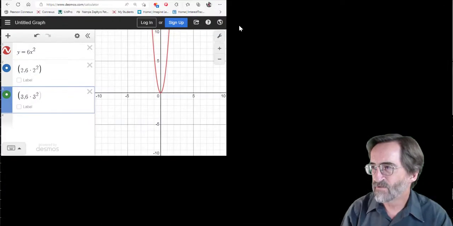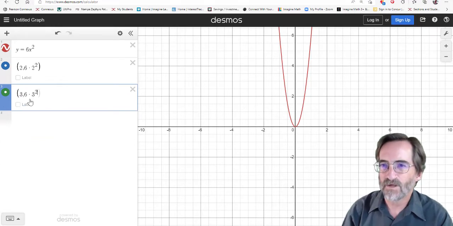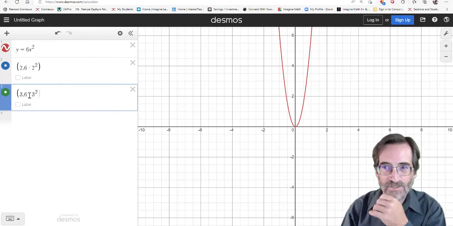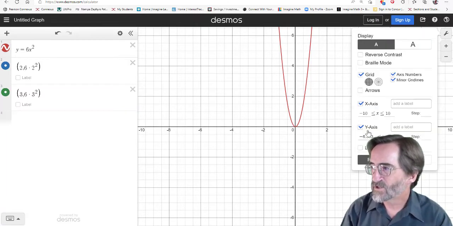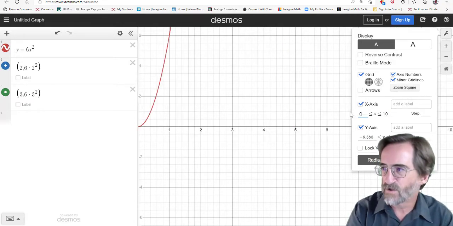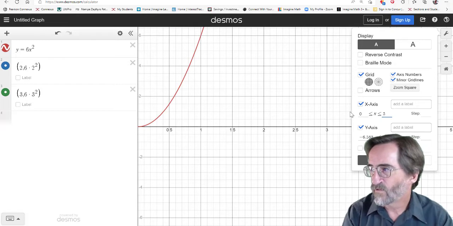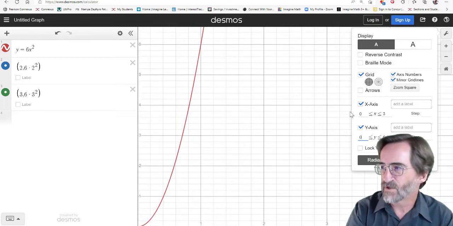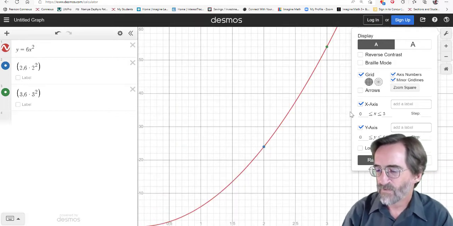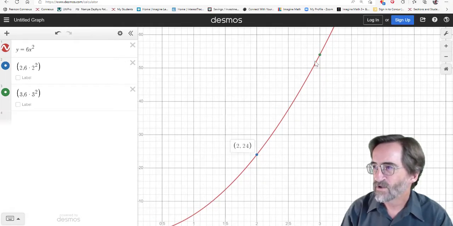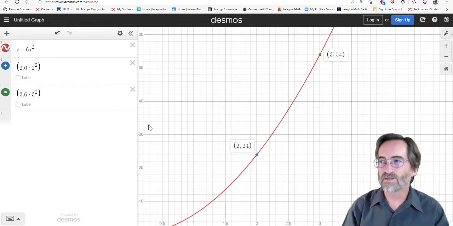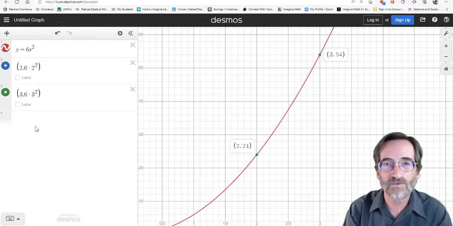Now, right now you can't see much in the graph because the numbers are too big. 6 times 3 squared is 6 times 9, 54. So we need to change our window here. Let's do our x-axis from 0 to 5, and let's do our y-axis from 0 to 60. There we have it. You've got these 2 points, and what we have essentially done is find the slope of the secant line that goes through them.